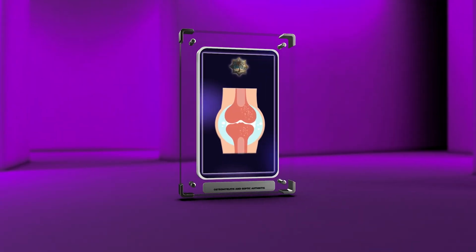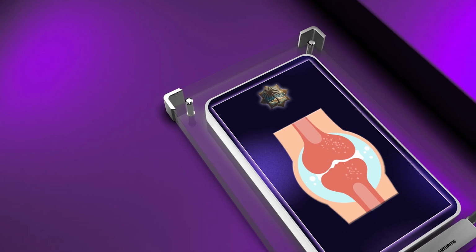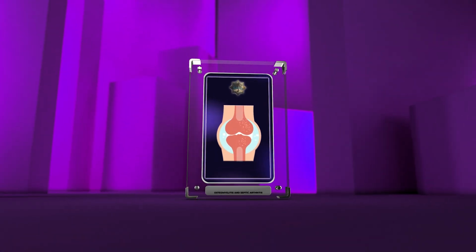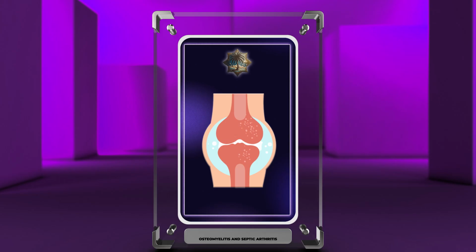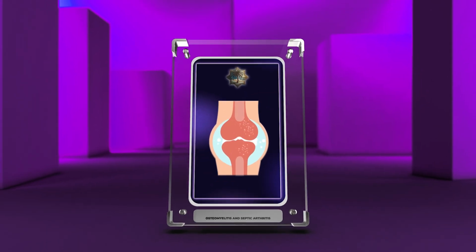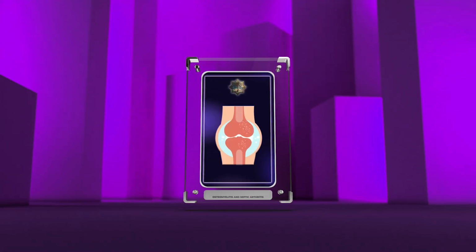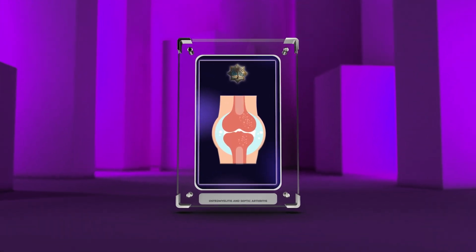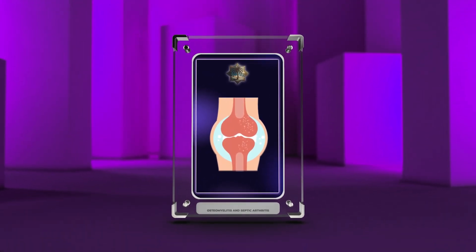Hello class. Today, we will be delving into the fascinating world of osteomyelitis and septic arthritis. These are two serious infectious diseases that affect the musculoskeletal system. We will explore the microbiology behind these conditions, the diagnostic approaches used to identify them, the different treatment modalities available, as well as the complications that can arise.